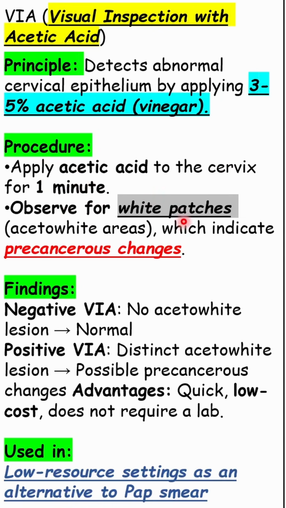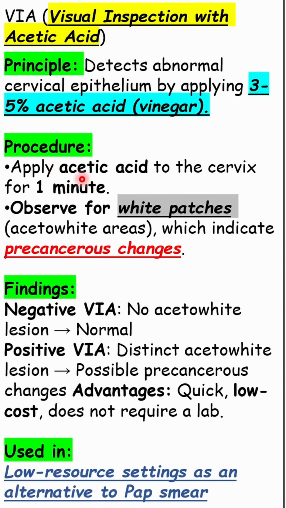What will you observe? If there are white patches, also called aceto-white areas, which indicates the precancerous changes. So why is this happening? Because in cancer cells there is less glycogen and more protein. Why? Because cancer cells are rapidly proliferating cells. Their genetic material will be huge, so they need more ATP. So they will consume all the glycogen stores and it will be depleted. But the protein will be increased, and the acetic acid coagulates with the protein and forms the white patches.